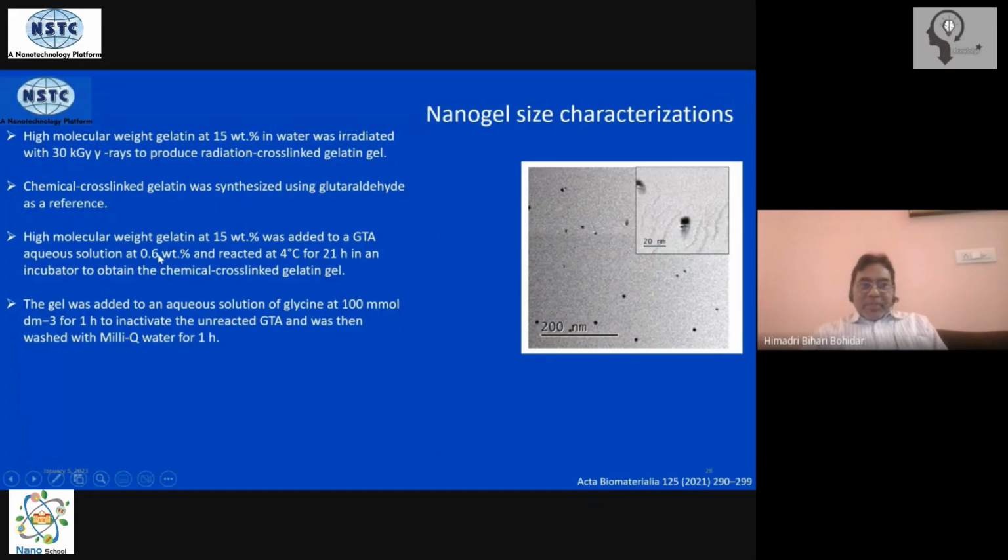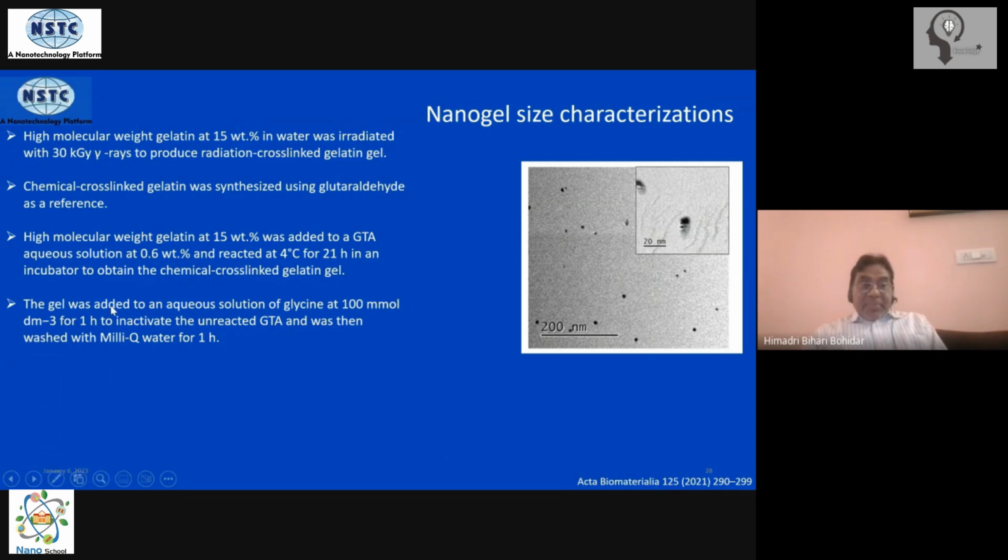So basically you take the 15% cross-linked gel here, then add it to GTA with a concentration of 0.6 weight percent, and react at low temperature. That creates the chemically cross-linked gel.